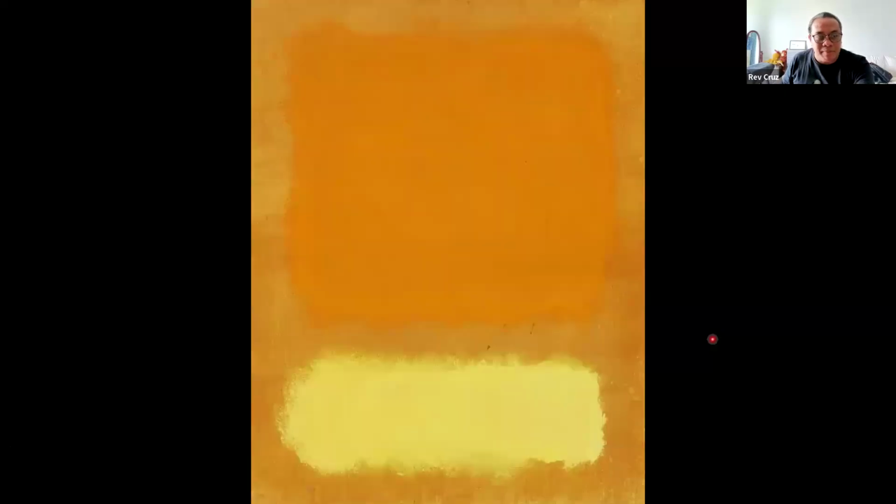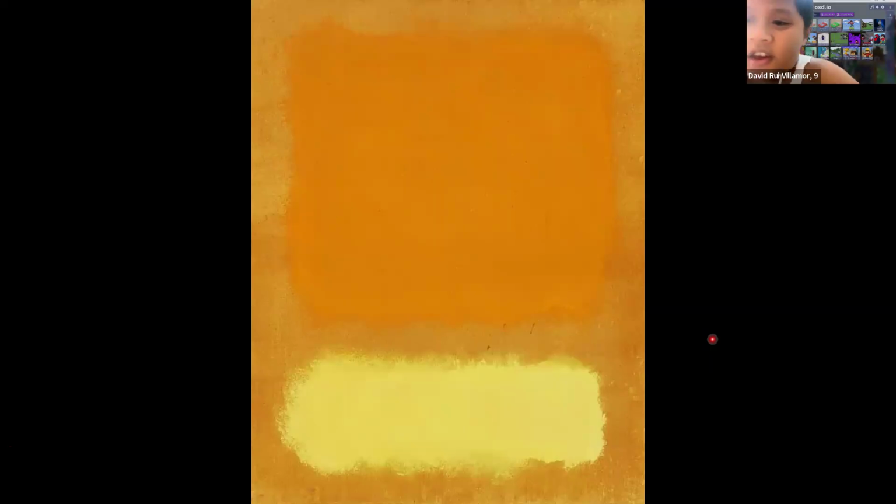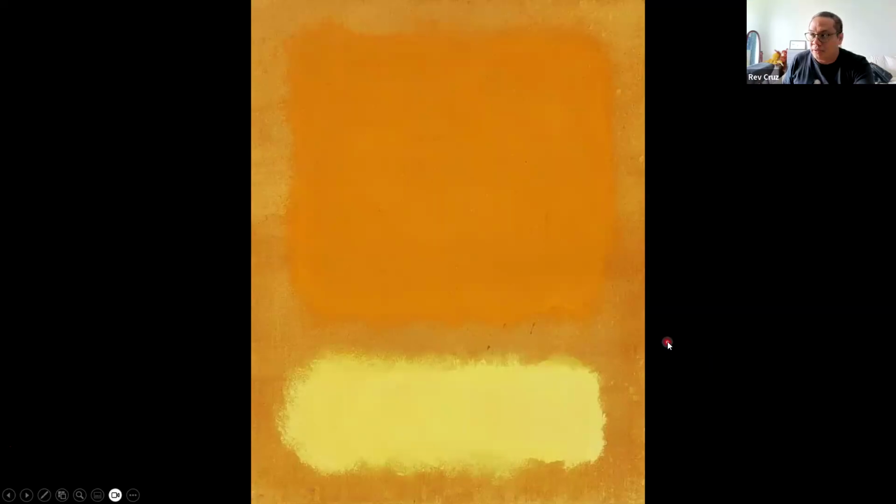Look at this one. You'll think it's just two colors, but it's actually three colors. It's just yellows, but different brightnesses of yellow.